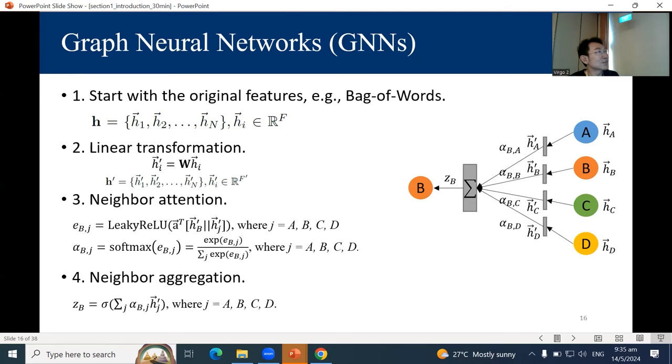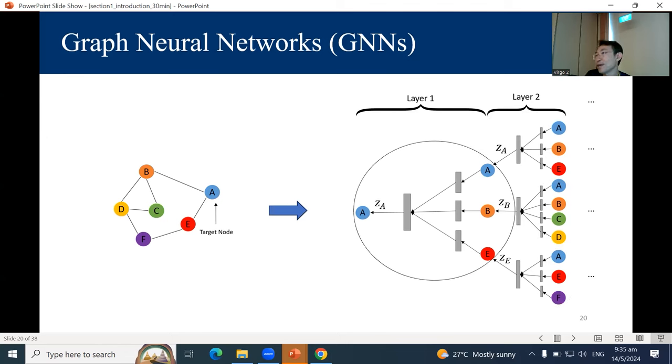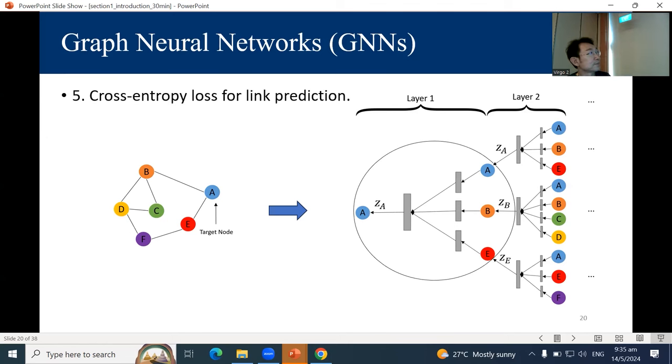Right? So this is what happens in a single layer. Of course, if you carry on, you can imagine that this can happen at every layer. So you can, for example, do this for B, and then when you do this for A, you get a Z of A, then you get a Z of E. And then you can propagate it further into the next hop and get the new representation Z of A. So this is happening all across the graph. At the end of the day, we get the Z of every node that captures how the features interplay with one another depending on the connectivity.